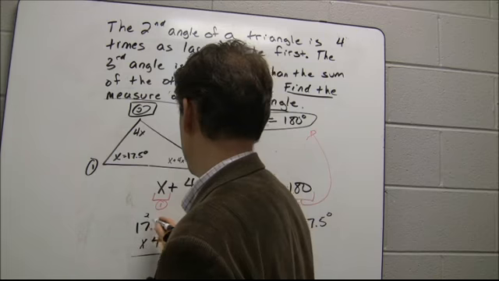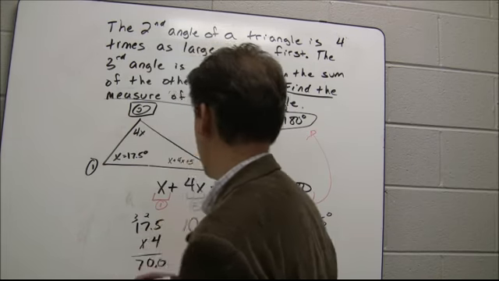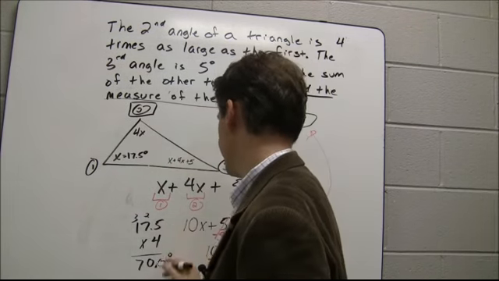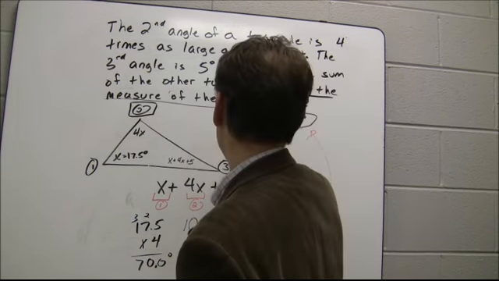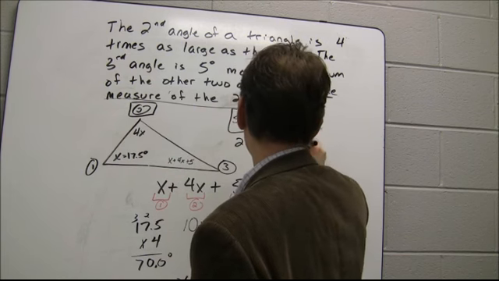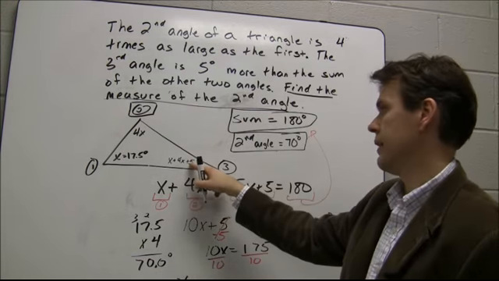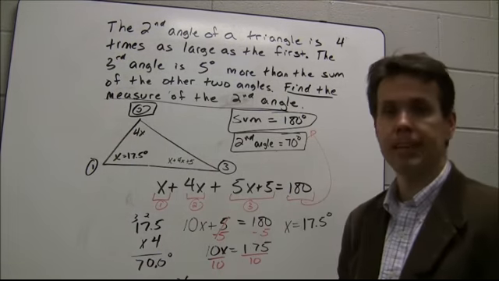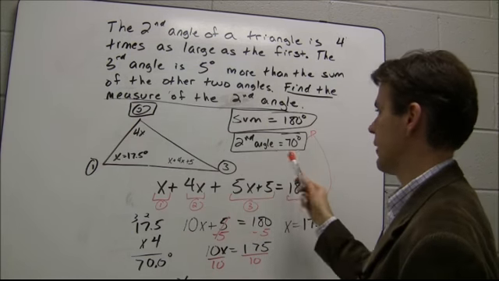So 0, 2, 28, 30, 70. So the measure of the second angle is 70 degrees. You may not be able to see that, so I'll write it right up here. So the second angle is 70 degrees. Now you can certainly find the third angle by plugging it in here. Or you could add up these two and subtract from 180. Either way works. So here was the answer to this question. Find the measure of the second angle, 70 degrees.